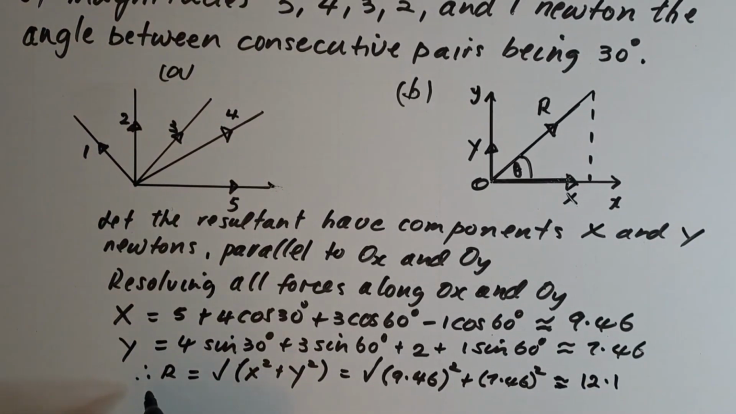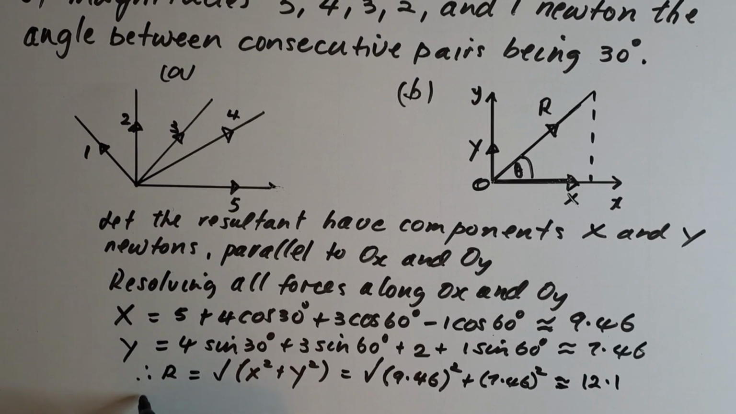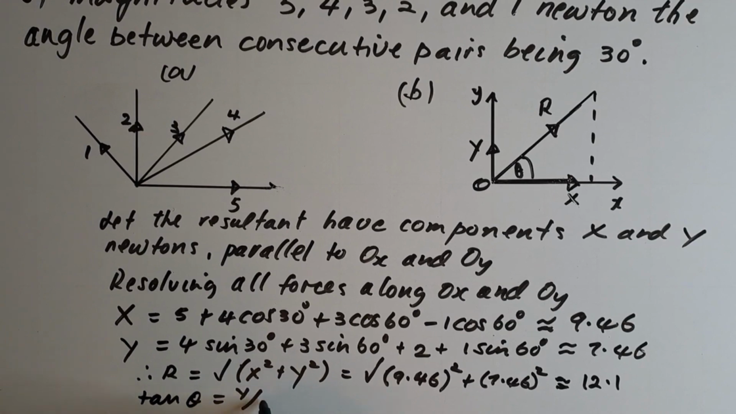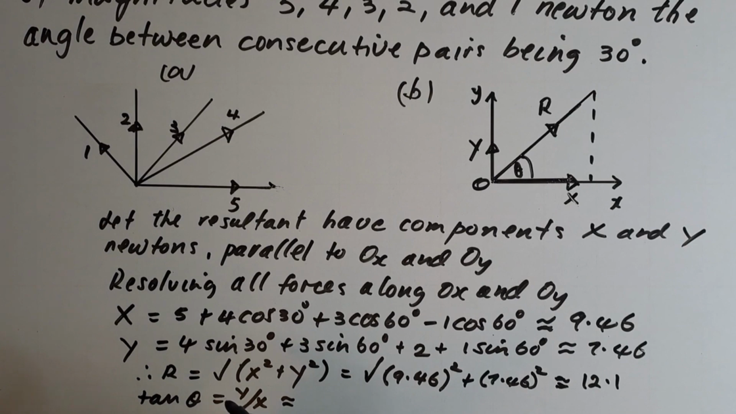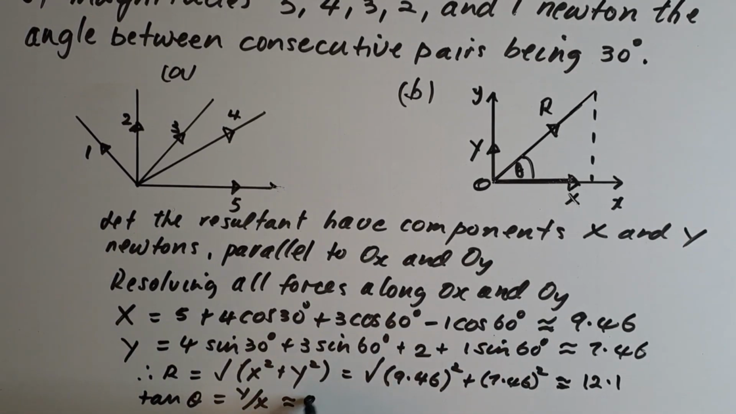And then we have that tan theta is equal to Y over X, which is approximately 7.46 divided by 9.46, approximately 0.789.